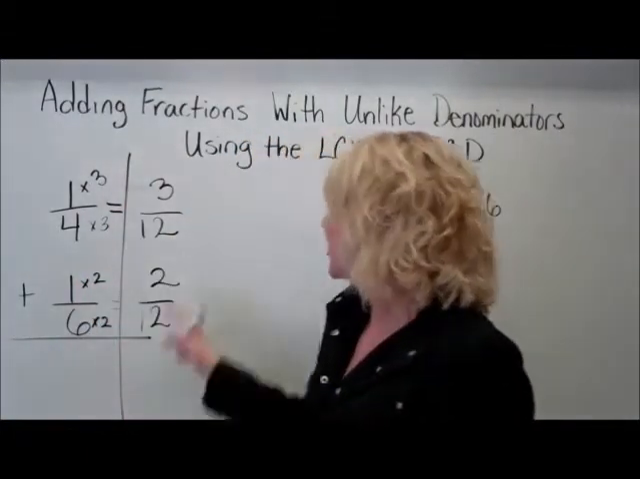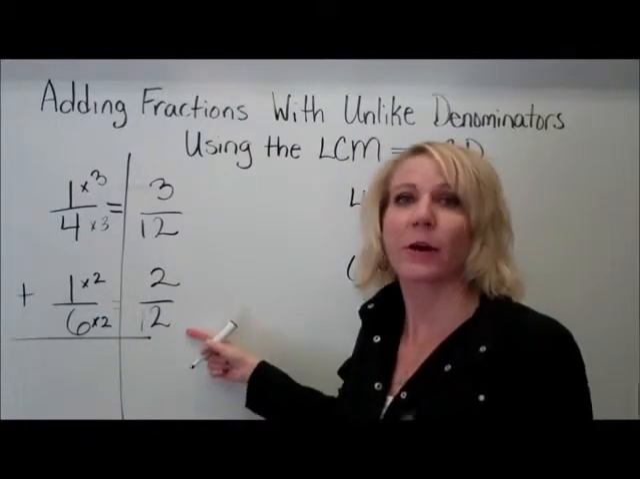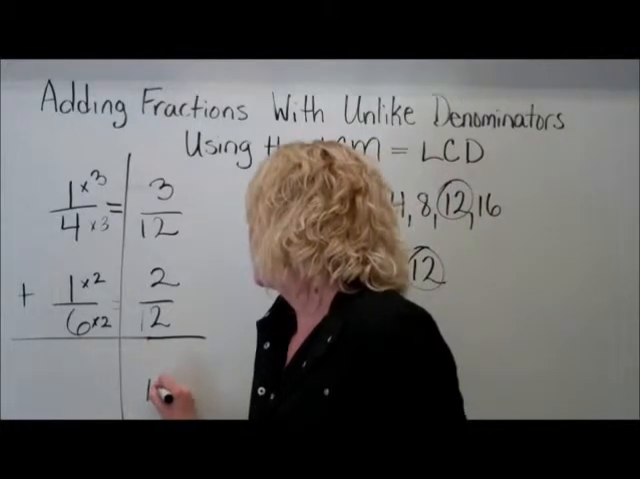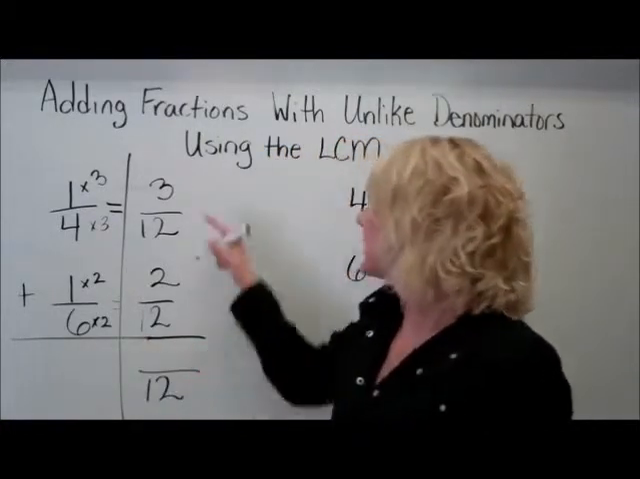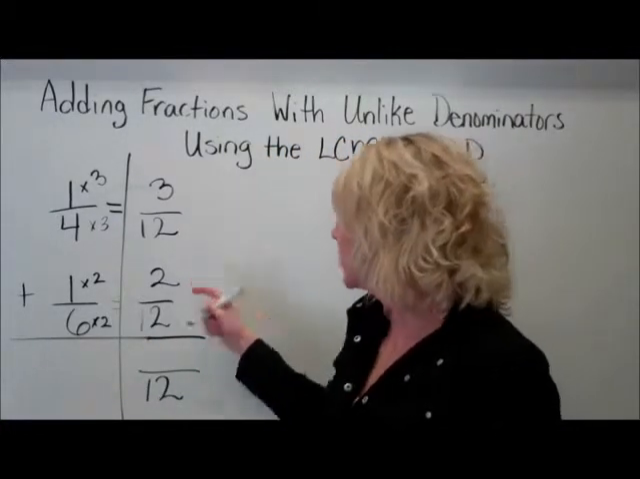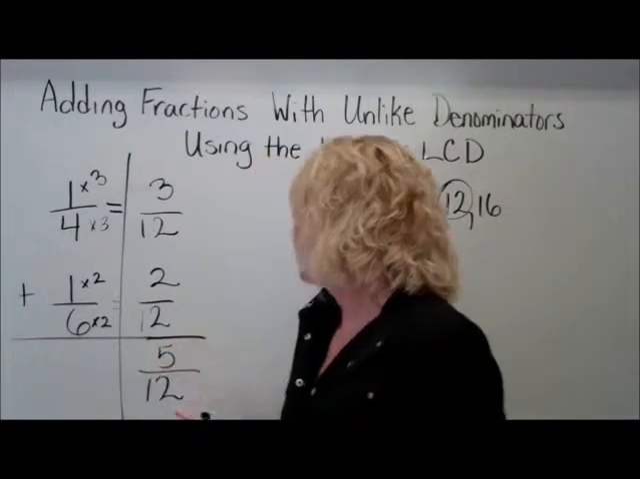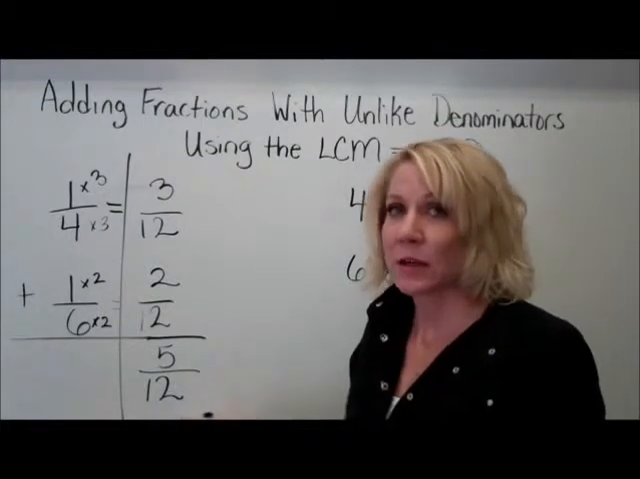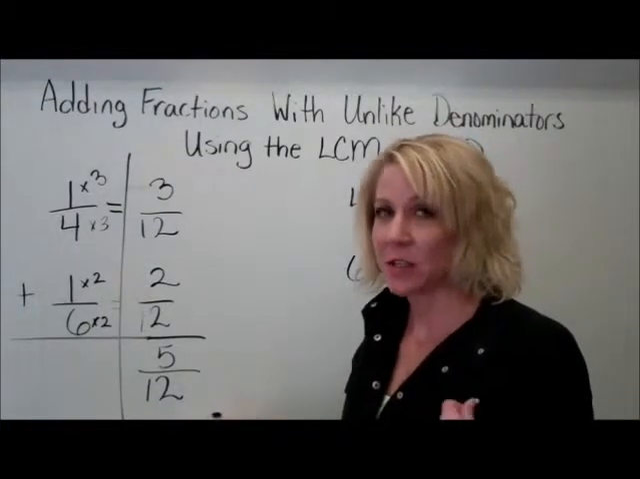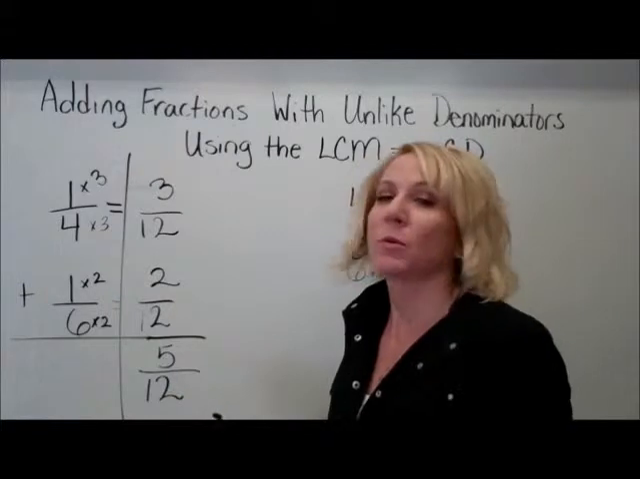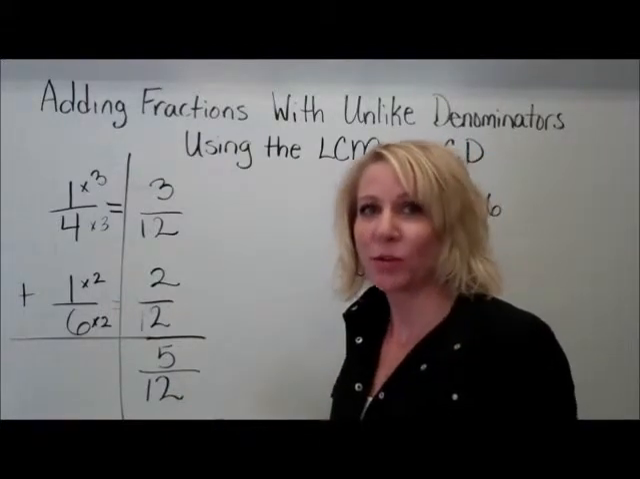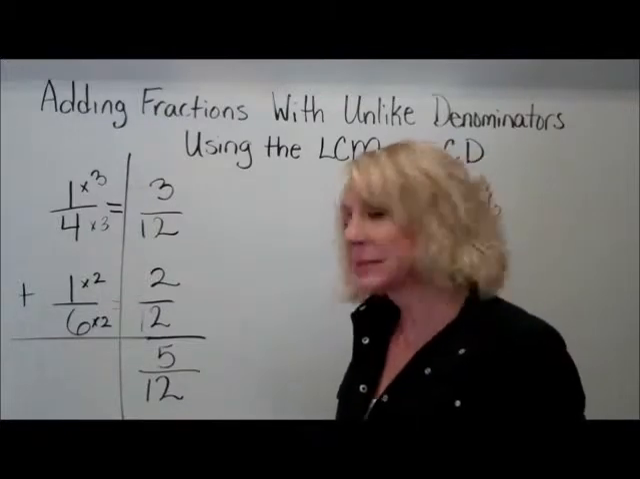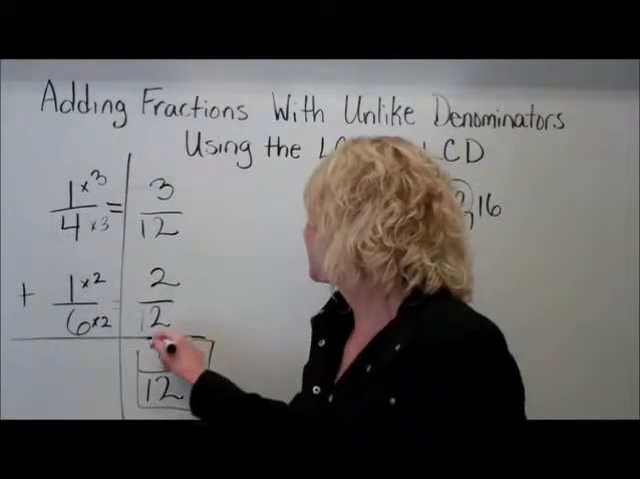Now we have two fractions with a common or like denominator, and we know what to do. What we do is we keep our common denominator, and we simply add the numerators. 3 plus 2 is 5. The final step is to check and make sure, can we reduce this fraction? We cannot reduce this fraction into lower terms because the only number that will divide evenly into both 5 and 12 is the common factor of 1. When that happens, we have our final answer.